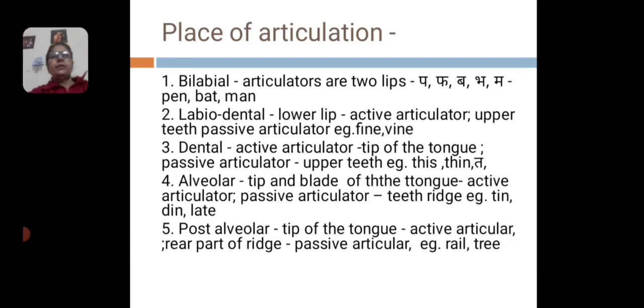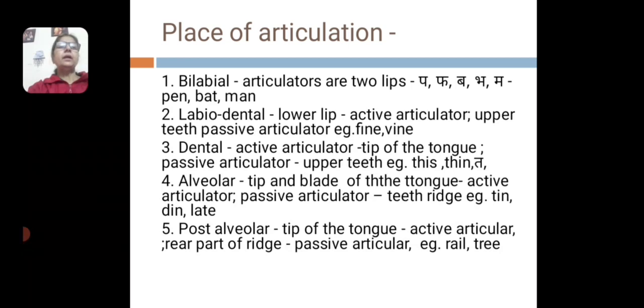The place of articulation. In articulation, there are two types of articulators, passive and active. Articulators are those body parts which help us to produce articulation. Those articulators which are not moving are passive articulators, and those articulators which are moving are active articulators.